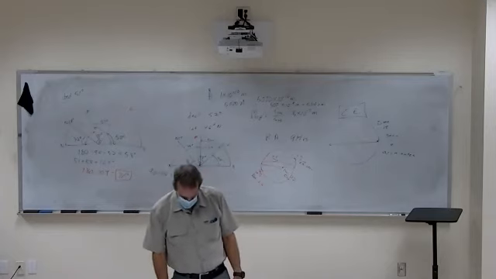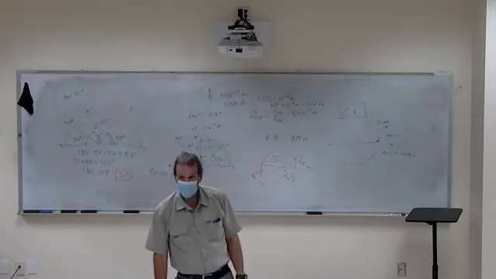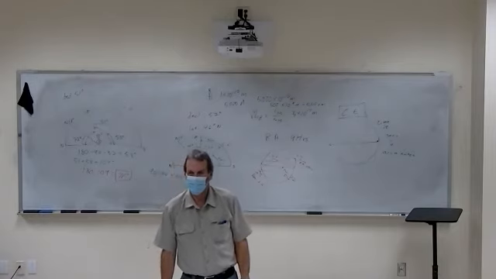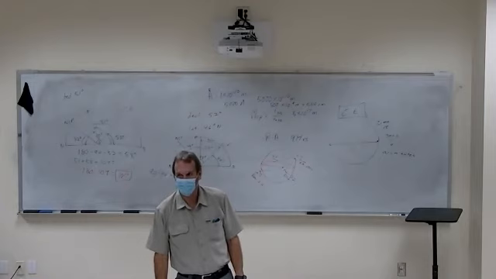Can you draw a Newtonian and a Cassegrain telescope? I talked about it last week. What's the difference between a Newtonian and a Cassegrain?